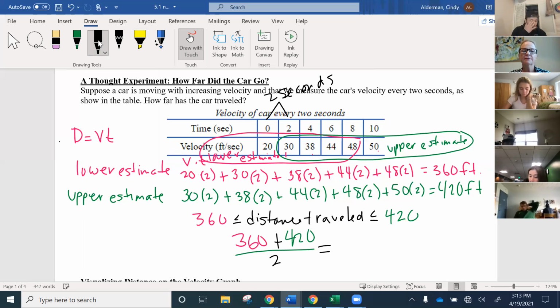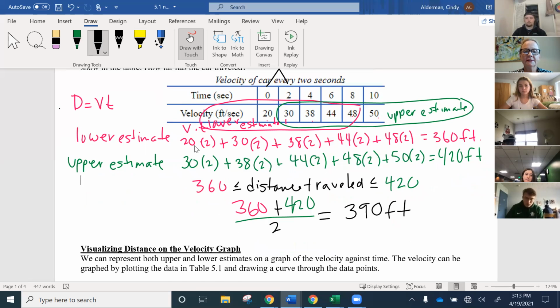So a better estimate that we could do would be 390 feet, because we can say it's somewhere in between there, right? So probably a better informational estimate would be the average of those two numbers. Now let's visualize what that looks like on a graph.